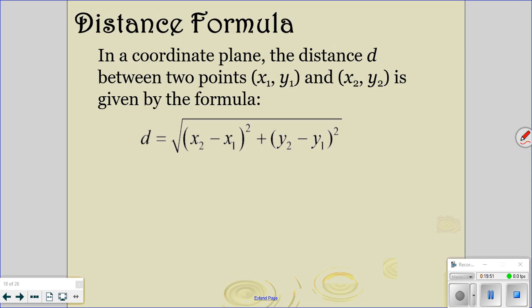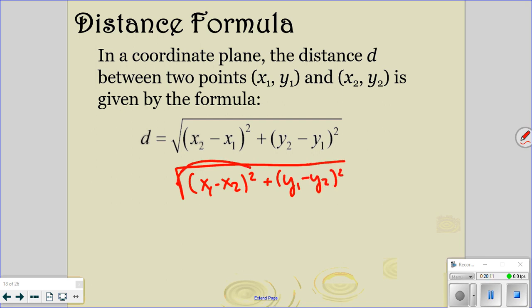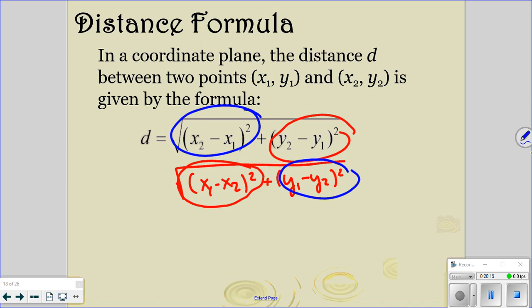Okay, now if you have it in a coordinate plane, the distance between 2 points x1, y1, and x2, y2 is given by this formula. You can switch them and do x1 minus x2 squared and y1 minus y2 squared, if you would rather. Or you can do this one and this one, or this one and this one. So there are actually 4 different ways you could write the formula. But basically you're going to take your x's and subtract, square, take your y's, subtract, square, add those 2 together, and then take the square root.